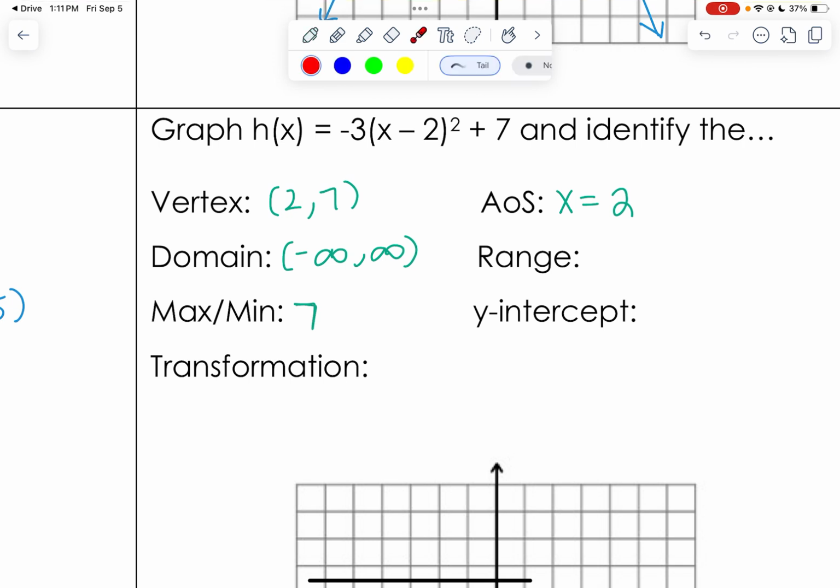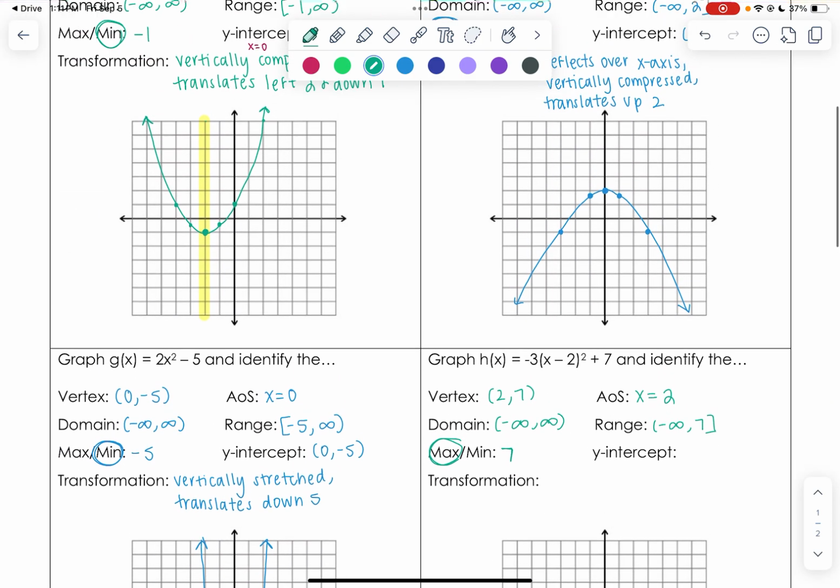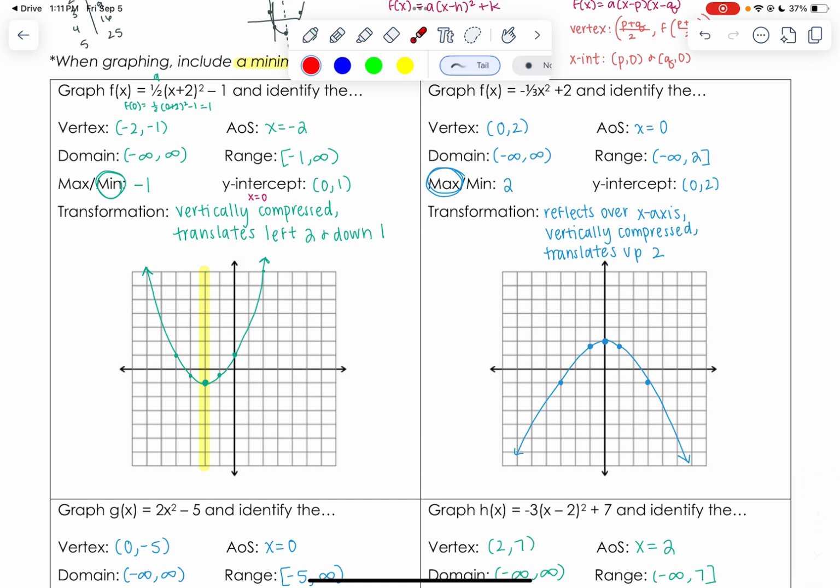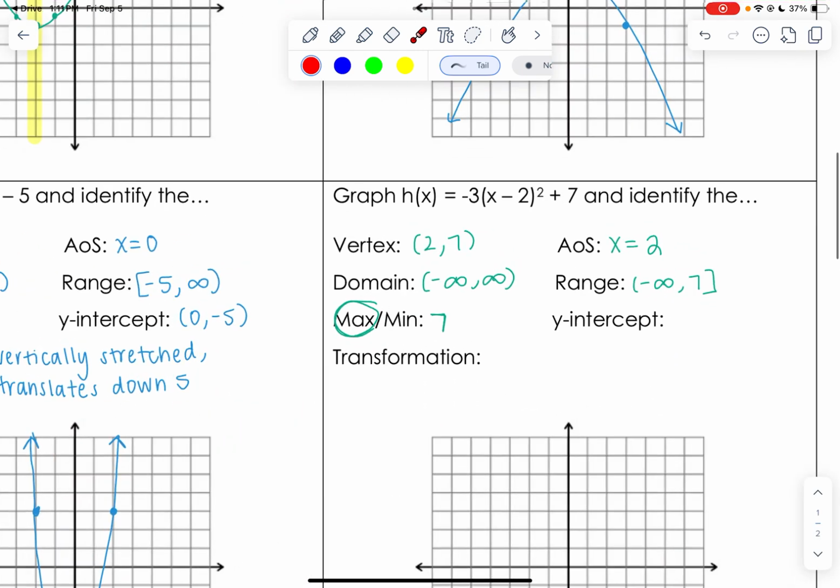Well, go look at A. If A is -3, that means your parabola is going down, which means that it has a max of 7. So because your parabola is going down, your range isn't starting at 7. If this is your max, then your range is starting at -infinity and going up to 7, your max. If it's a min, that's where your range starts. But if it's a max, that's where your range ends. So be careful with those ones, okay?